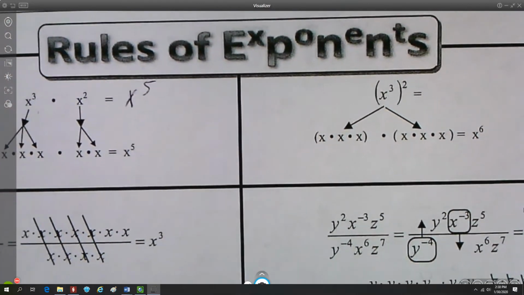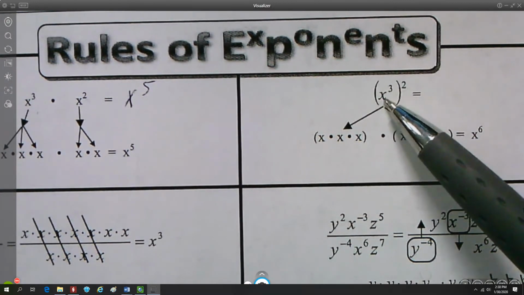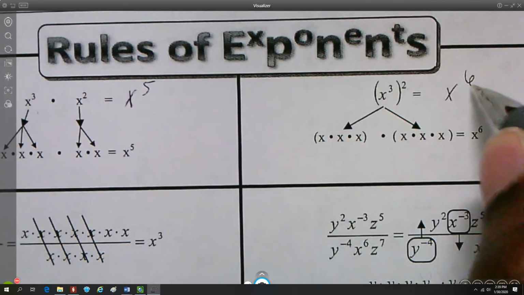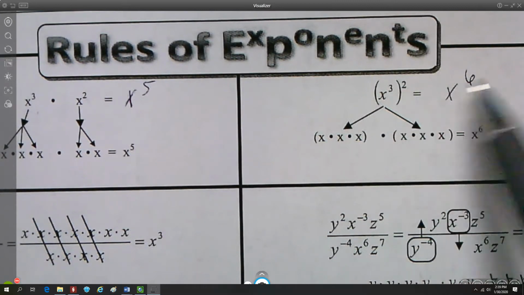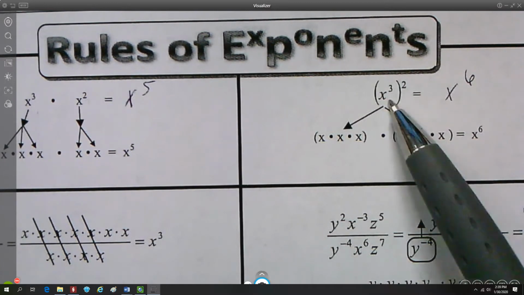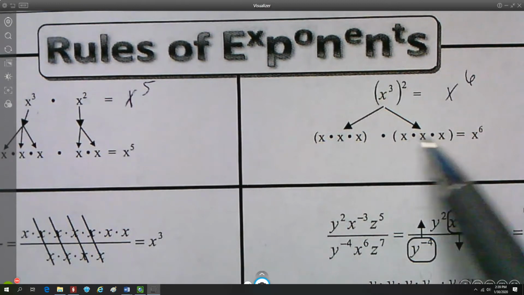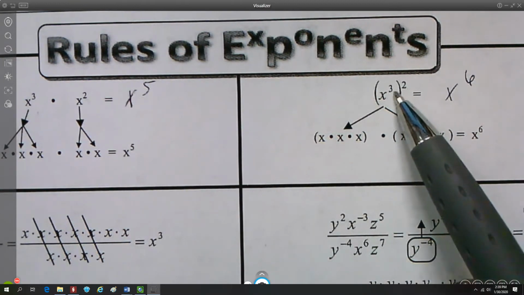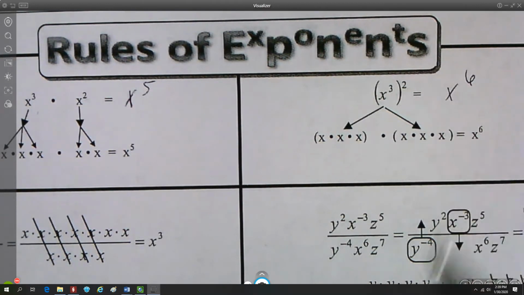Another property deals with a power raised to a power. If we've got x to the third raised to the second power, that's really x to the sixth power. The reason why is I can multiply 3 times 2 and just call it 6. That works because x to the third to the second means x to the third times itself, x to the third. And you multiply it together, you get x to the sixth power. So the shortcut is simply multiplying these exponents when we have a power raised to a higher power.